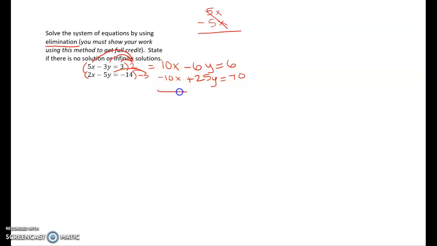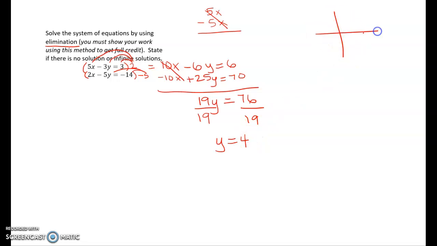Okay, now this is going to be great. This is exactly what we wanted. We wanted the same number but opposite, so that when we add them together, they cancel out. Negative 6 plus 25y gives us 19y equals 76. Now we can solve for y. We divide by 19 on each side, and this just works out beautifully. y equals 4.